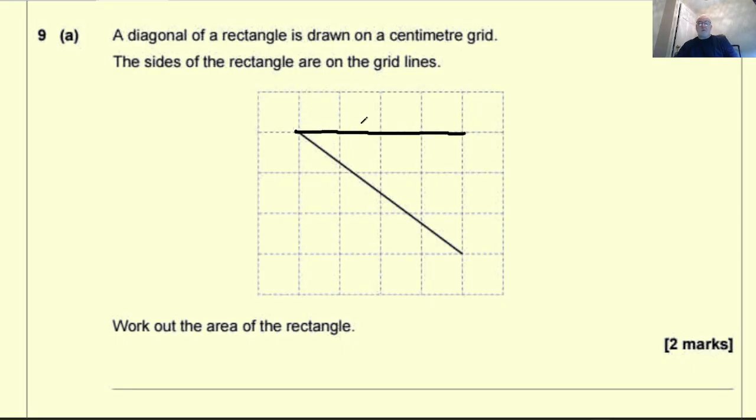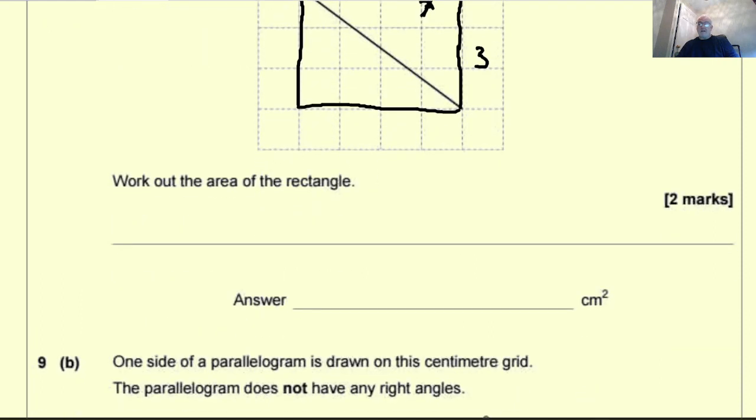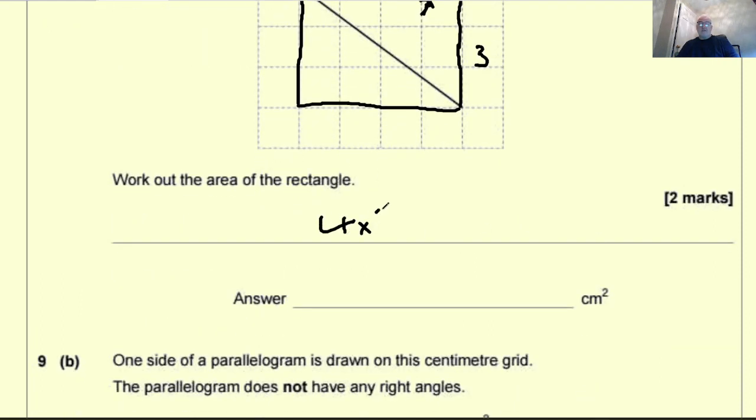Okay, so I've got 1, 2, 3, 4, so I have 4 squares along. 1, 2, 3 squares down. Okay, 4 along, 3 squares. Okay, area, times them together. 4 times 3 is going to give me 12. So I'm going to show that. I'm going to use 4 times 3 equals 12, and that's 12 centimetres squared.